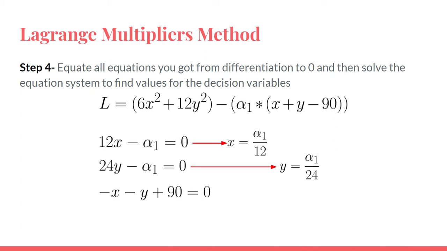We can begin this by isolating x and y in the first two equations. By doing this, we have that x is equal to alpha 1 divided by 12, and y is equal to alpha 1 divided by 24.